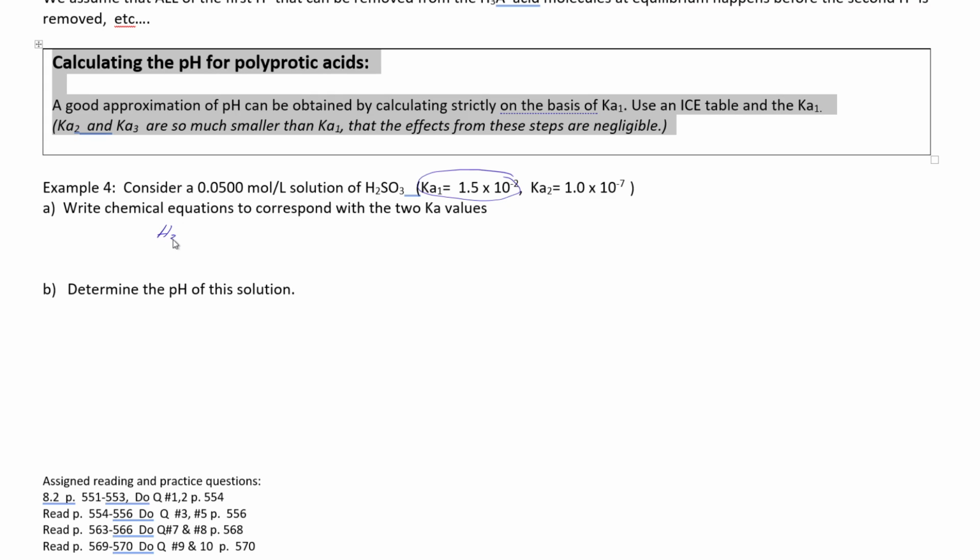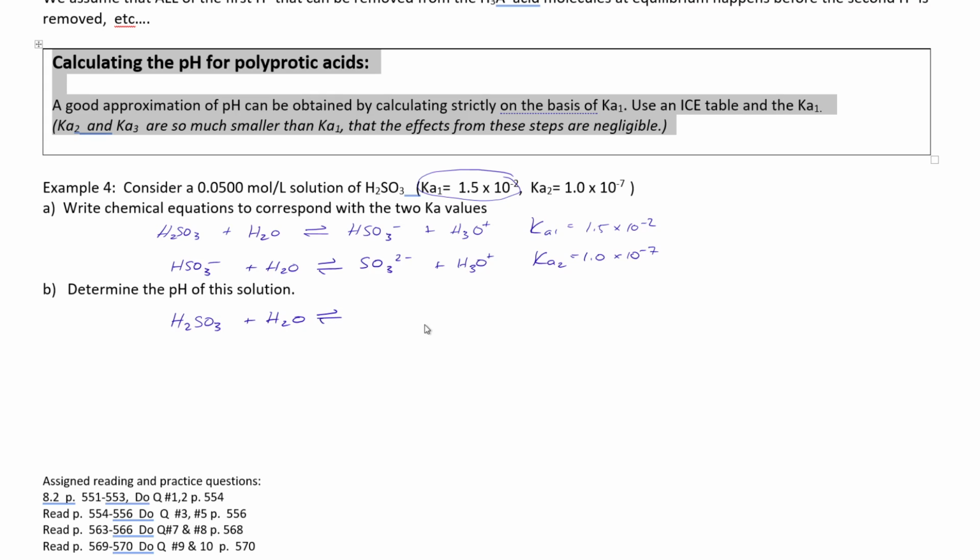All right, so if we do this one, H2SO3, donating a proton to water, and we get HSO3 minus plus H3O plus, and my Ka1 is equal to 1.5 times 10 to the negative 2. Subsequently, HSO3 minus plus water will form sulfite and hydronium, but at a very small Ka value. So if I wanted to find the pH of this solution, all I'm going to do is set up an ice table using the first equation. So H2SO3 plus H2O forms HSO3 minus plus H3O plus.